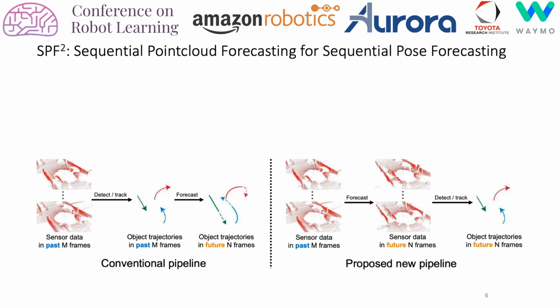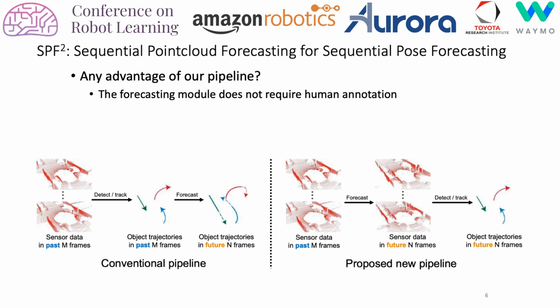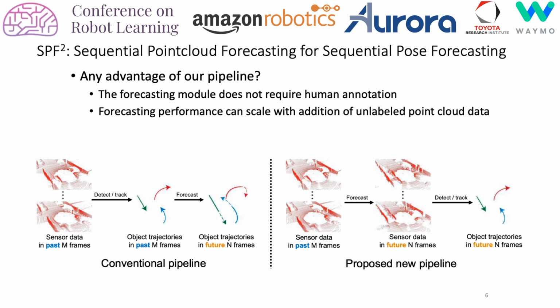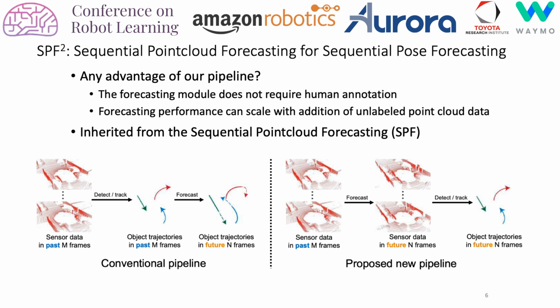Okay, we have talked about the differences. Is there any advantage of our pipeline? First, the forecasting module in our pipeline does not require any human annotation because we can just use the unlabeled point clouds as ground truth for training. Because of this, we can easily leverage a large amount of unlabeled point clouds in order to scale performance of the forecasting module in our pipeline. Both advantages are inherited from the sequential pointcloud forecasting module, which we will introduce next.